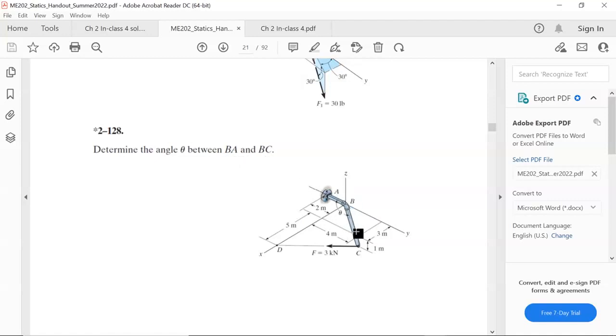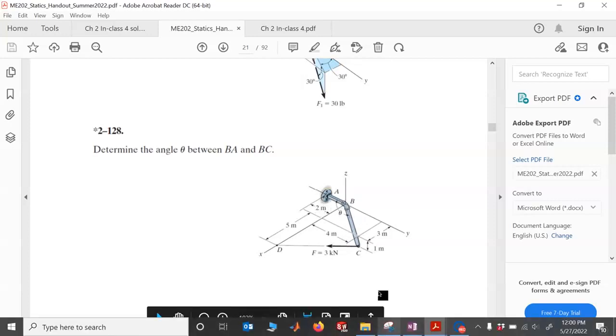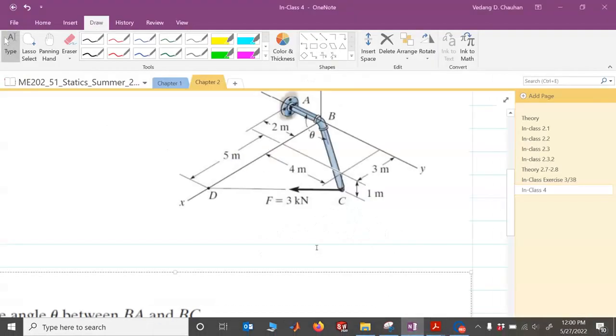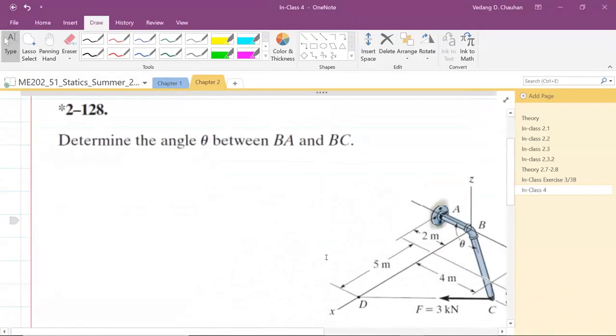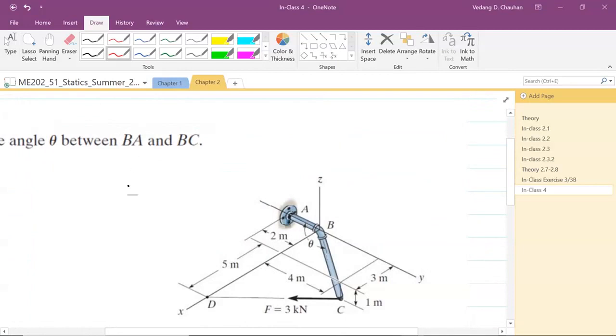So we have been given this pipe assembly and force F is applied at end C of the pipe, and we would like to calculate the angle between BA and BC. So let's work on it. So this is the given pipe assembly. Remember that the order of the vector has the direction, so this order is really important. It's BA and BC.